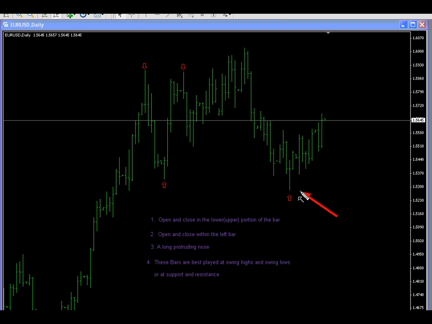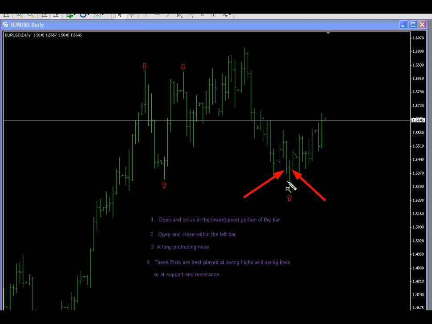And finally, this pin bar over here, same thing as this one. We have a protruding nose away from where price is going, so again this one we would be looking for price to rise. The open and close are exactly the same, and that's okay as long as they're in the lower portion of the bar. And once again, rule 2 is that it's within the left bar. So that's the very basics of what a pin bar is.